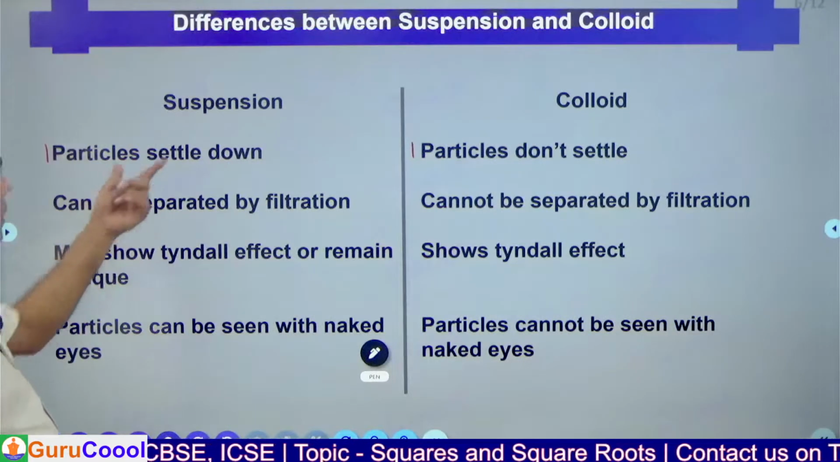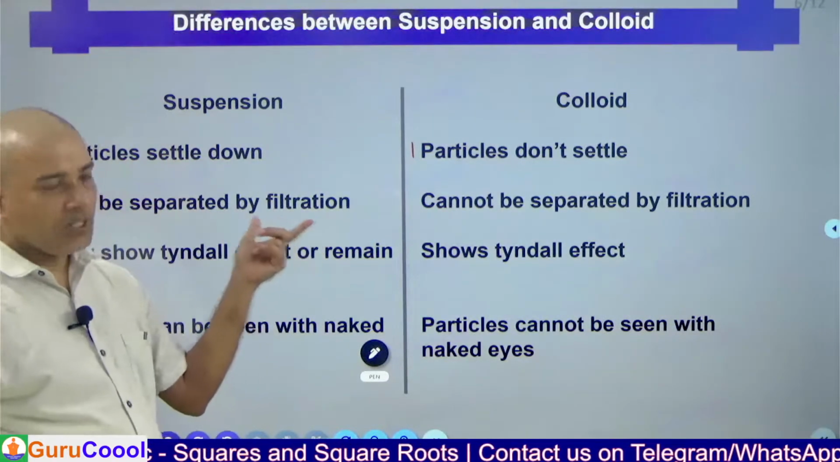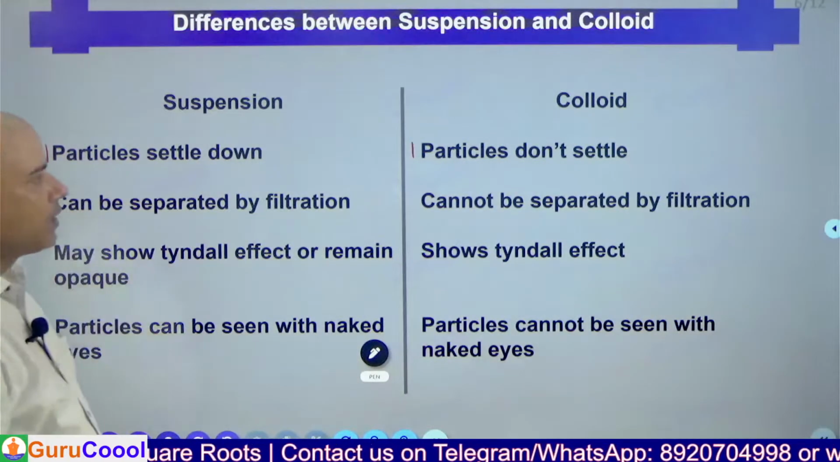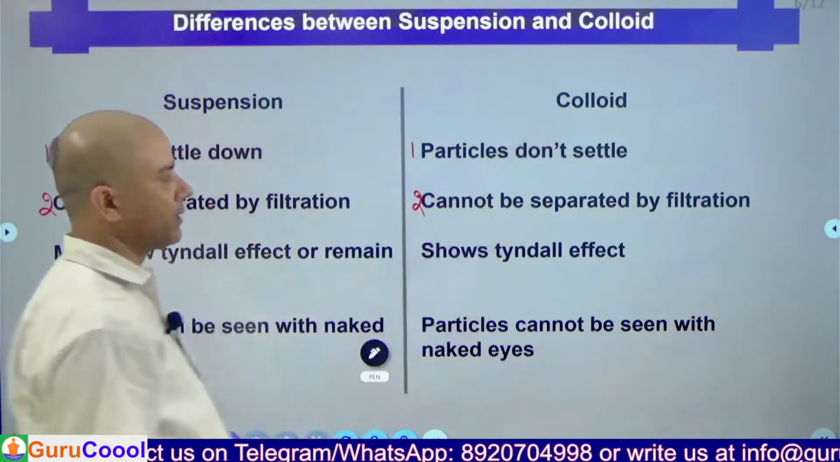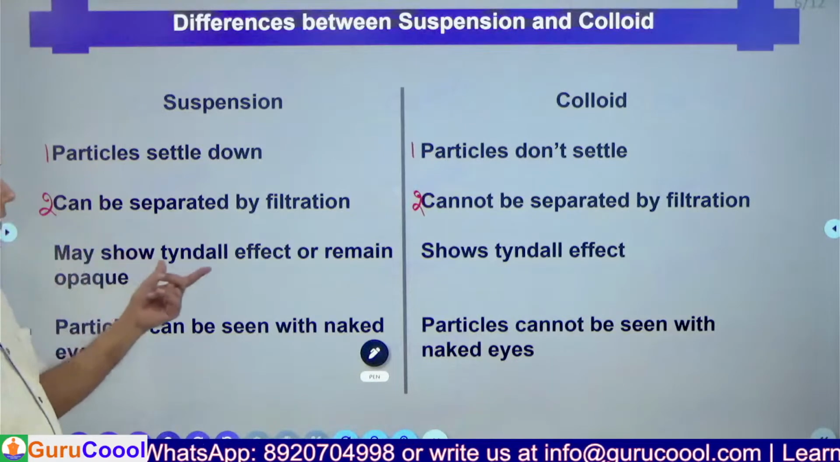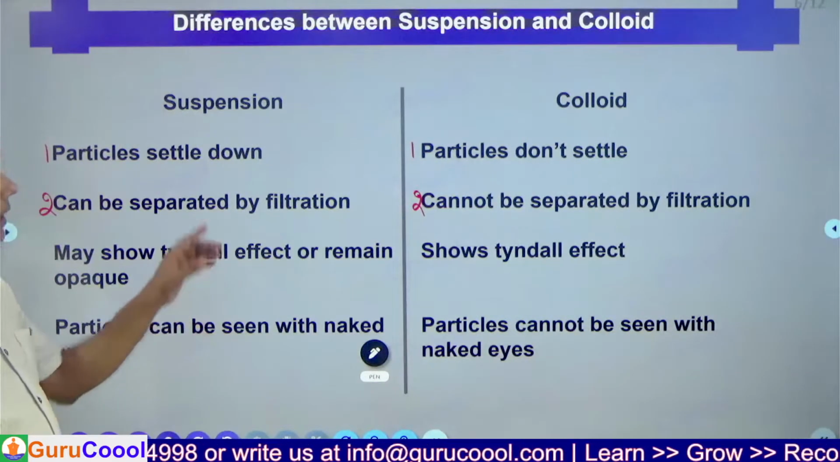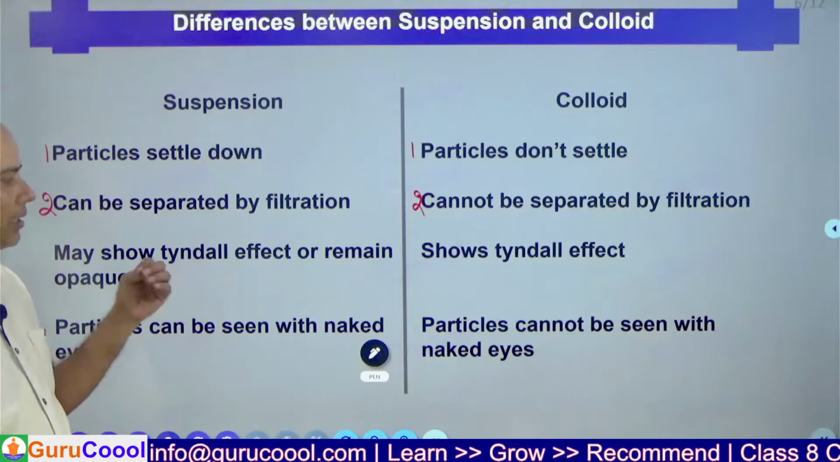Number 2, suspension can be separated by filtration. The components can be separated by filtration. A colloid cannot be separated by filtration because of smaller particles. This may show Tyndall effect or remain opaque. I mean, it's not guaranteed that a suspension will always show Tyndall effect. Sometimes it may show, sometimes it may not.